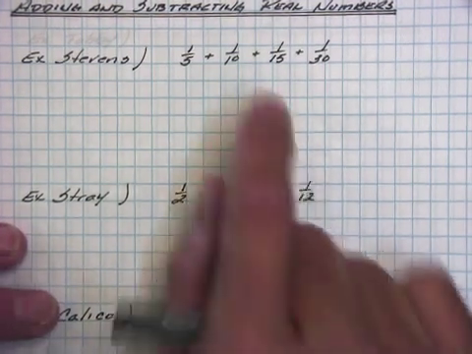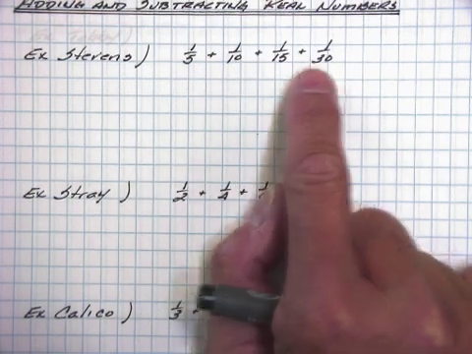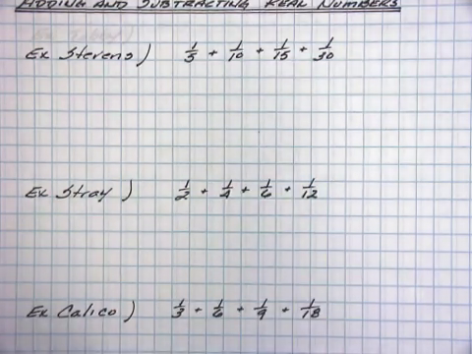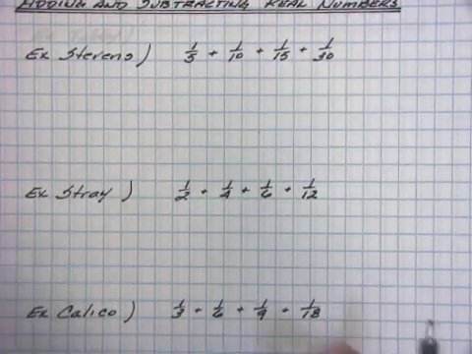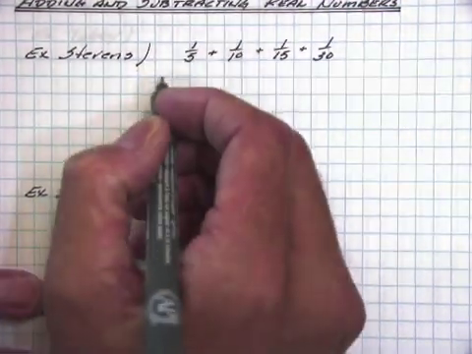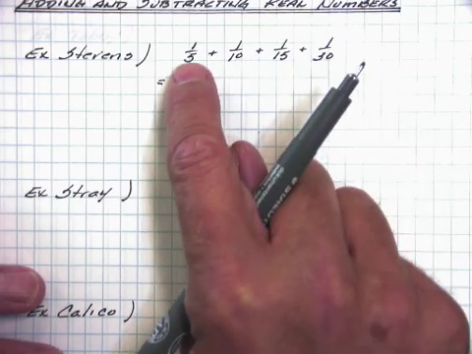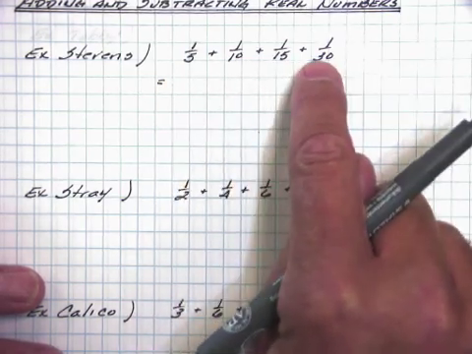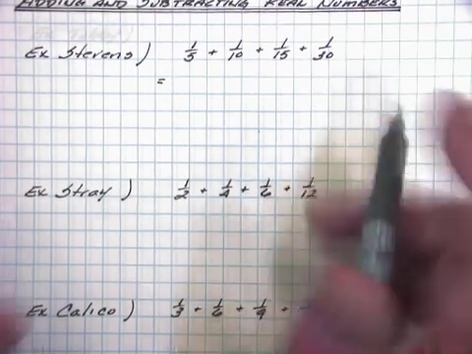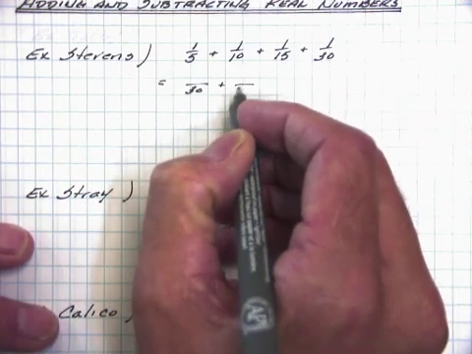But we've got the problem 1/5 plus 1/10 plus 1/15 plus 1/30, and we want to figure out what that expression is equal to. So what we know is that if we're going to add or subtract fractions, we have to have common denominators. So I'm going to rewrite this so that they all have the same denominator. Now if you look at the denominators, 5, 10, 15, and 30, the lowest common denominator is 30. So each one of these is going to be written as a fraction over 30.